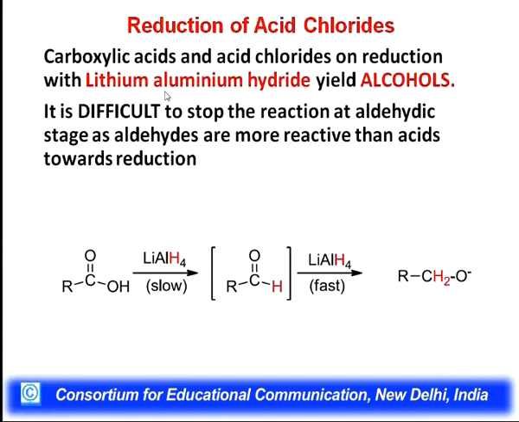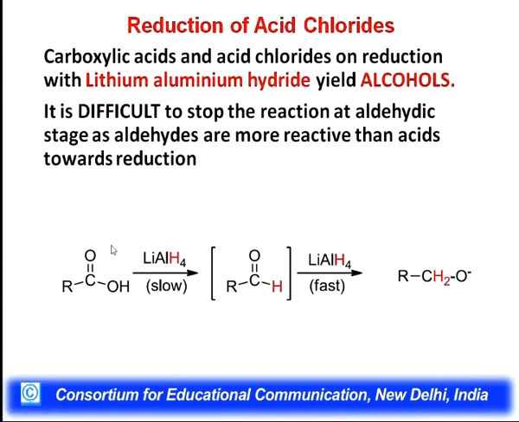Practically, it is not, because lithium aluminium hydride is a very strong reducing agent. I can say it is like a charging bull. It would reduce the aldehyde formed to an alcohol, because aldehydes are more susceptible to reduction as compared to acids. So how can we stop this reaction at the aldehydic stage, or how can we circumvent this problem?